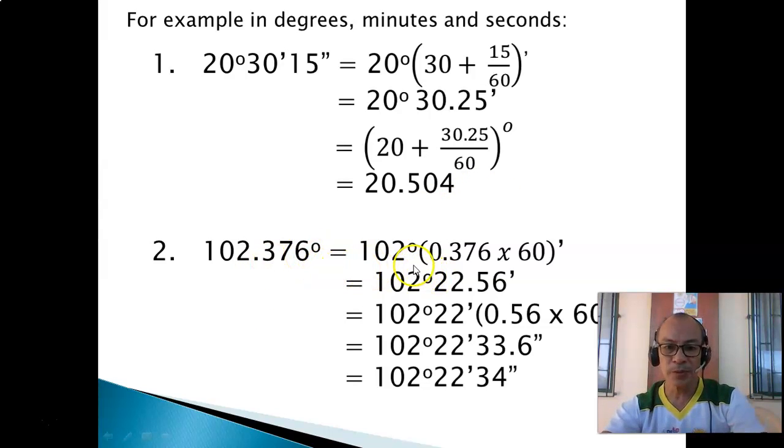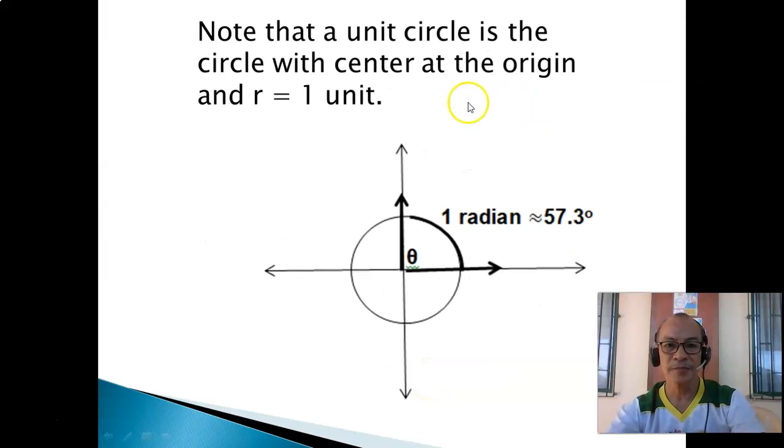Conversely, 102.376 degrees is equal to 102 degrees plus 0.376 times 60 minutes, which is equal to 102 degrees 22.56 minutes. And then multiplying 0.56 minutes by 60, we have 102 degrees 22 minutes 33.6 seconds, or it is equal to 102 degrees 22 minutes 34 seconds.